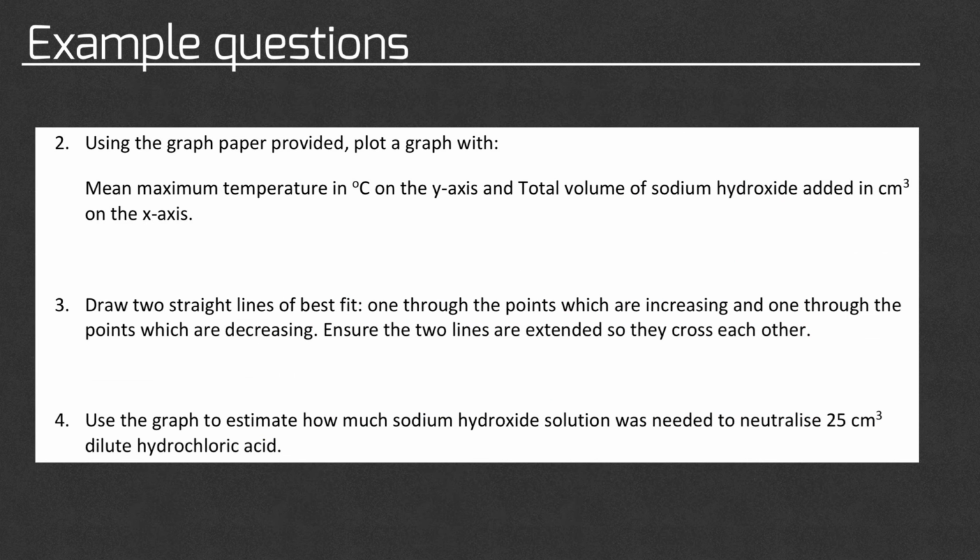The next questions ask you to do some graph work. So you'd need to use graph paper to plot a graph with the mean maximum temperature in degrees C on the y-axis and total volume of sodium hydroxide on the x. You'd then need to draw 2 straight lines of best fit, one through the points which are increasing and one through the points which are decreasing. You'd need to ensure the 2 lines are extended so they cross each other. Finally, you would then use your graphs to estimate how much sodium hydroxide solution was needed to neutralise 25 centimetres cubed of dilute hydrochloric acid.